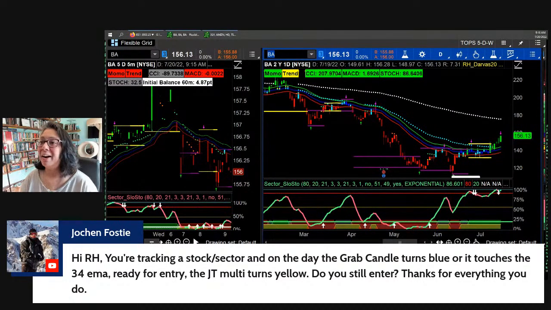You're tracking a stock or sector, and on the day the grab candles turn blue or it touches the 34 EMA, am I ready for entry? If the JT multi goes from a trend to a neutral, right? If our multi-trend, do I still enter? In that general question, if it's a fresh transition, yes.